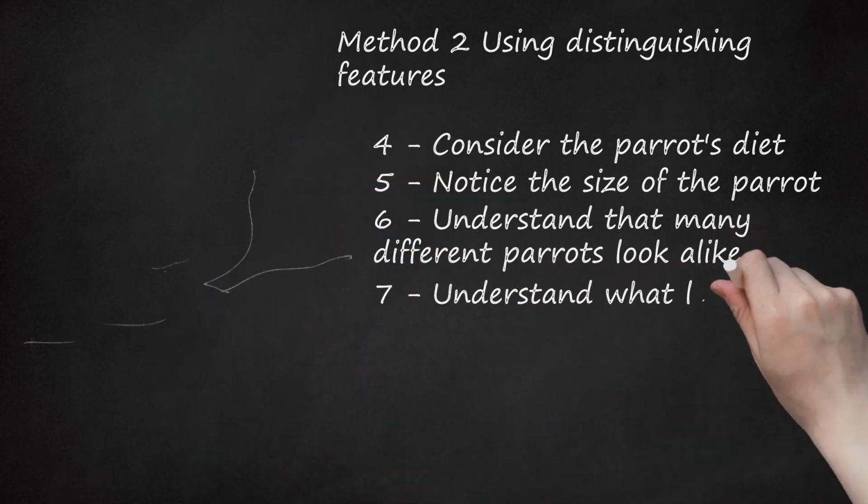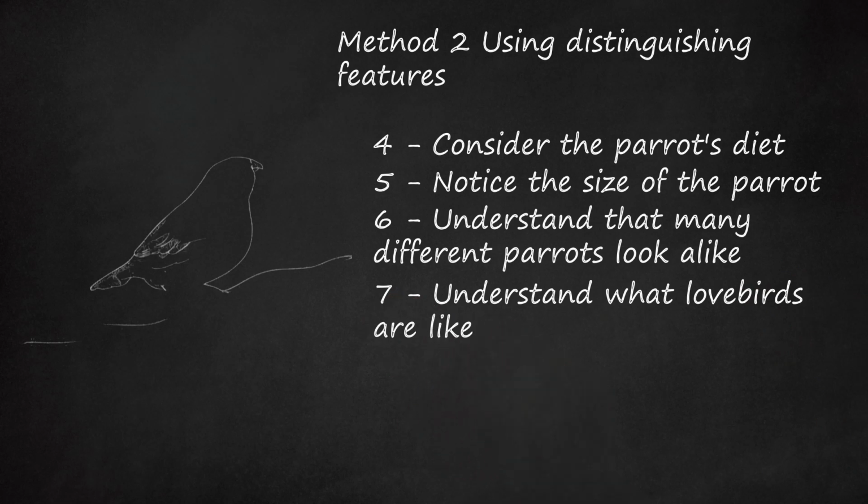7. Understand what lovebirds are like. These are small, heavily built parrots, mainly green but usually with a different colored head. In captivity these are rarely purebred, as interbreeding was once extremely common.